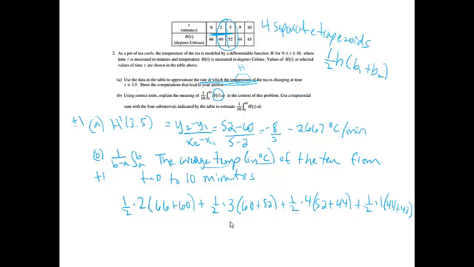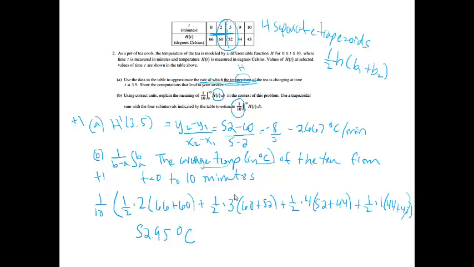And then, after I've done that, don't forget I do have to multiply by 1/10 because it did ask me to find 1/10 times the integral. So if I do all of that, I should end up getting 52.95, and since this was an average temperature, it would be degrees Celsius. That was worth 2 points for this part.